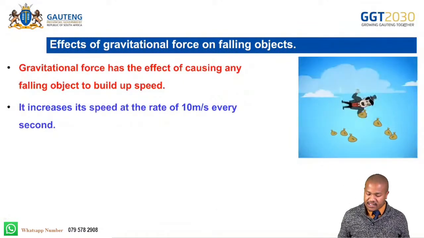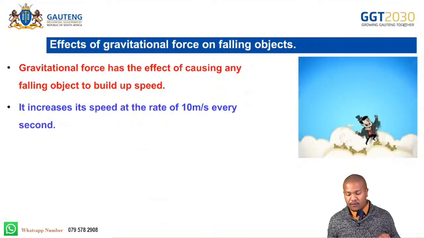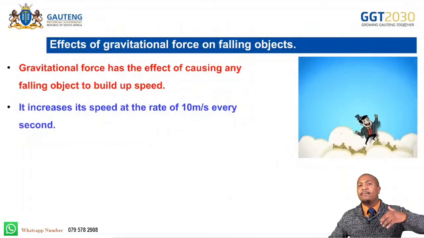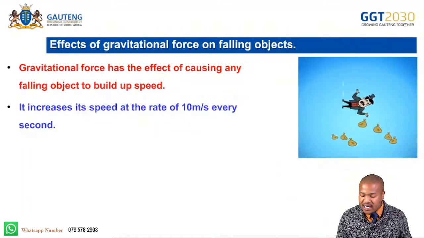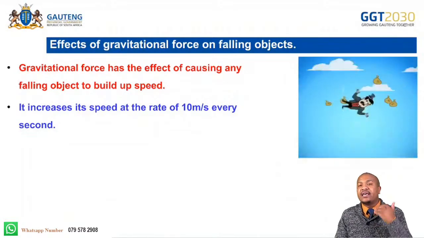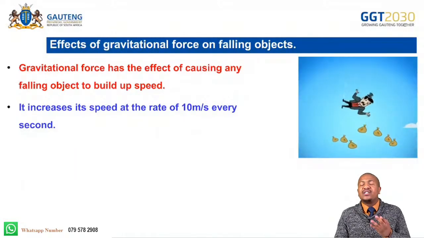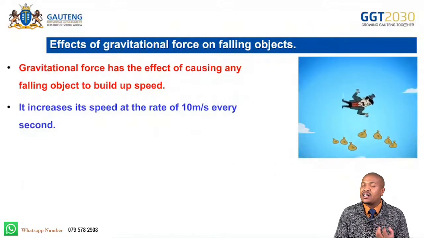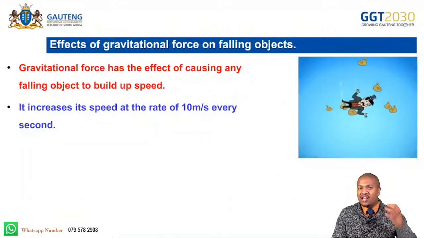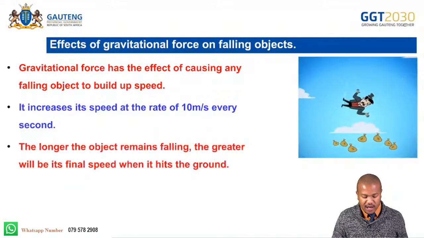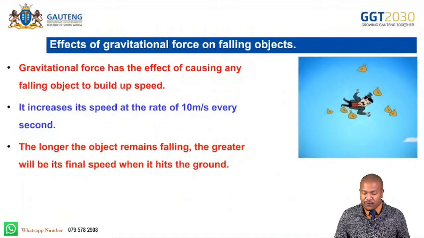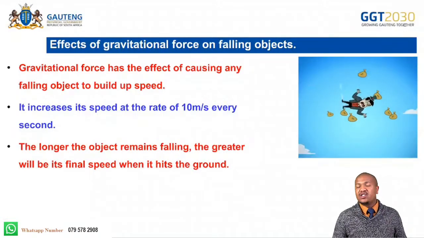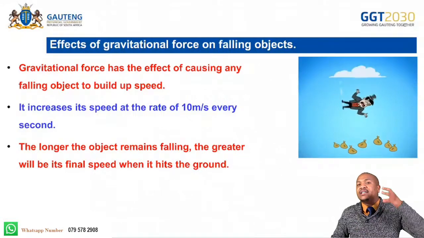Looking at this example again, this person is falling from the sky with his bags of money. The more he goes down, the more speed he builds up, hence the greater the impact when he hits the ground. All this is governed by this pulling force, the gravitational force that is exerted by the moon and the earth on objects. Are we together? So the longer the object remains falling, the greater will be its final speed when it hits the ground. Hence, also the greater the impact when it hits the ground.